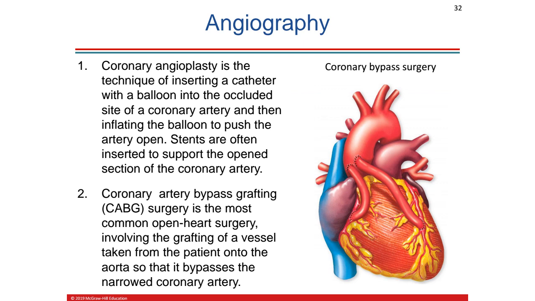If a coronary artery is blocked, a coronary angioplasty may be performed. This consists of inserting a catheter with a balloon into the occluded site of the coronary artery and then inflating the balloon to push the artery open. In some cases, stents are also inserted to support the open section of the coronary artery.